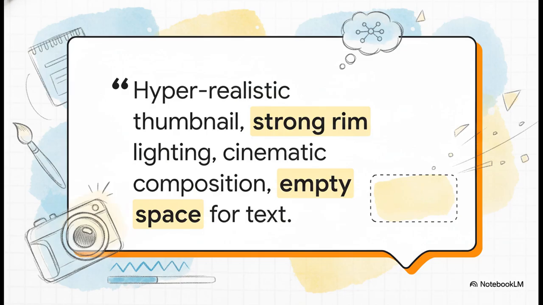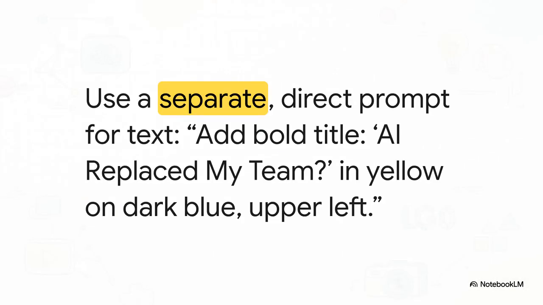And check this out. This is a perfect example of step 3 in action. This prompt template from Dr. Grant is just brilliant. It's not just saying, give me a picture. It's directing the AI with specific details like strong rim lighting and cinematic composition. But the most important part, empty space for text. That's how you stay in control. And then you move on to step 4.